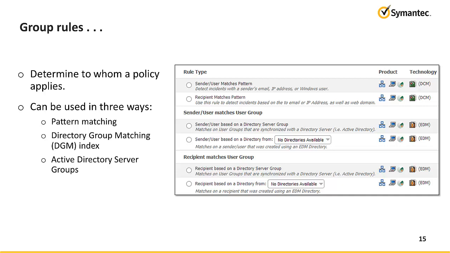Lastly, Active Directory server groups allow you to configure an Active Directory connection and define user groups based on Active Directory groups, or OUs. You can also schedule synchronization with Active Directory, so any changes to a directory server are reflected in the policies. After a user group is populated, it can be associated with sender, user, and recipient detection rules or exceptions in a policy.